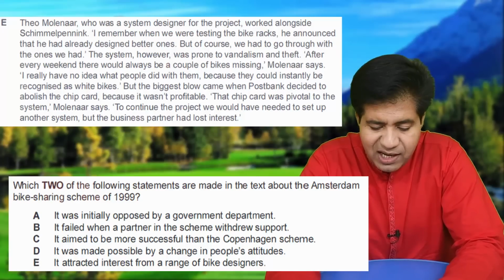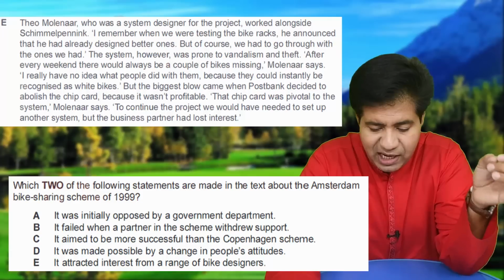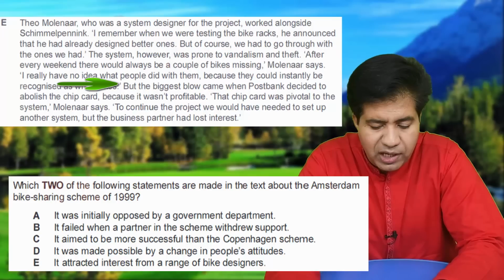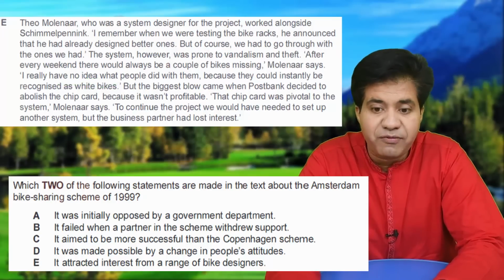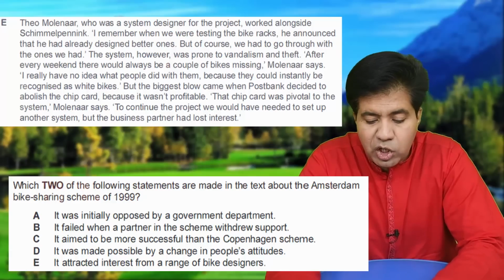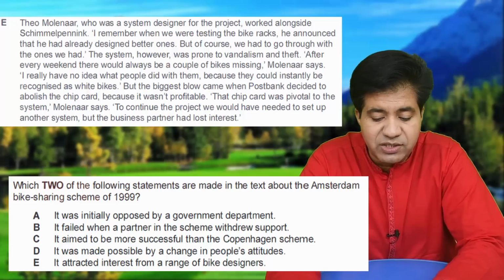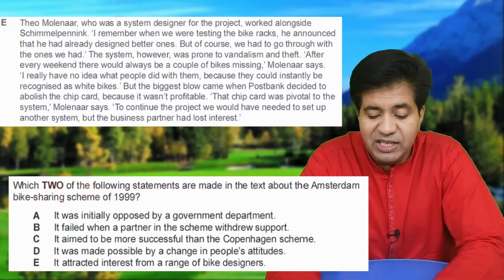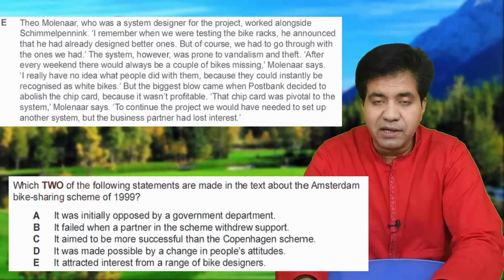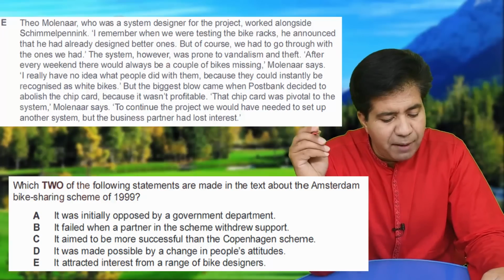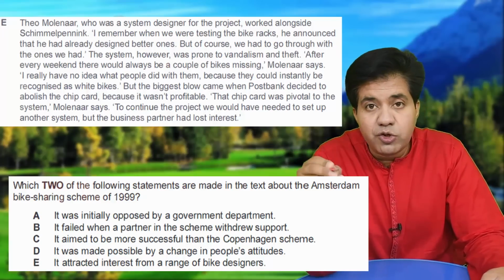Let's just see. The last few lines say, but the biggest blow came when Postbank decided to abolish the chip card because it wasn't profitable. That chip card was pivotal to the system. Molinar says, to continue the project, we would have needed to set up another system, but the business partner had lost interest. And what is that? It failed when a partner in the scheme withdrew support.